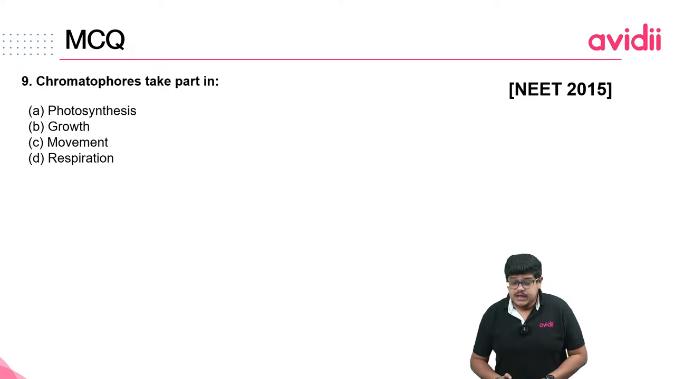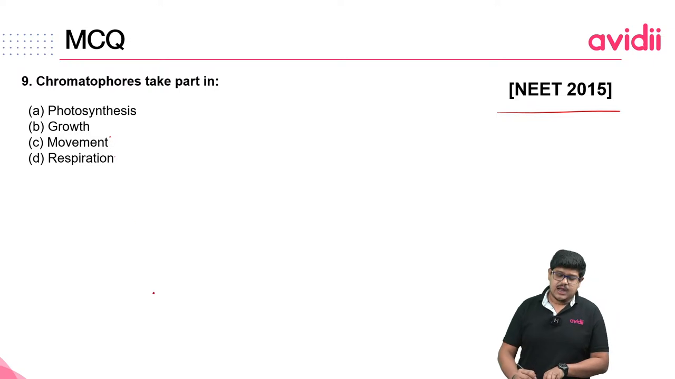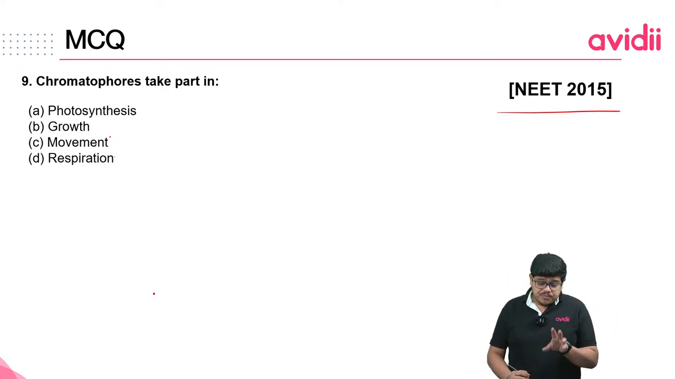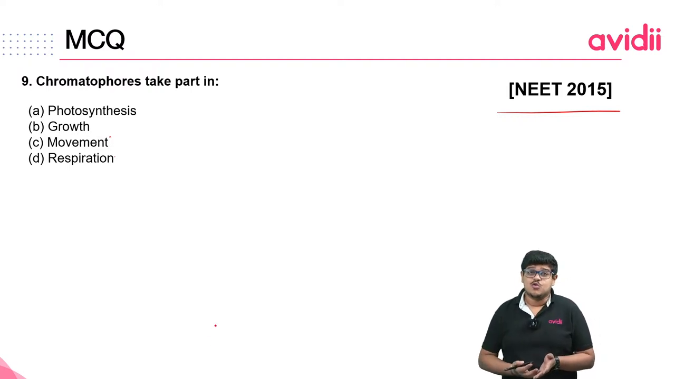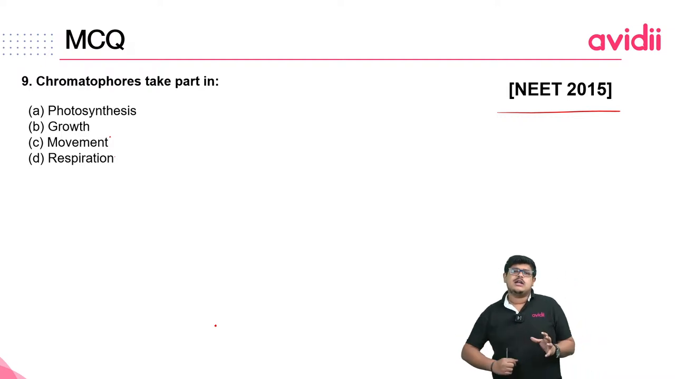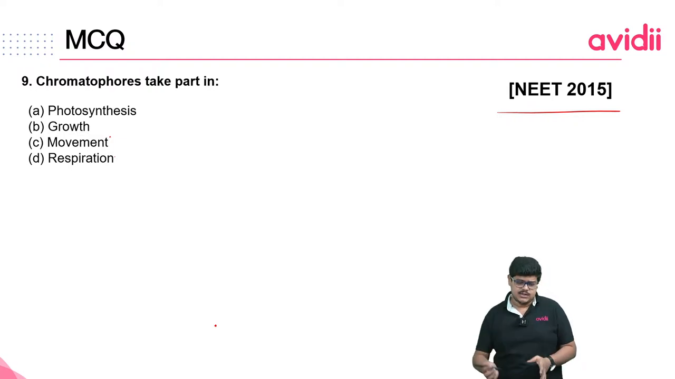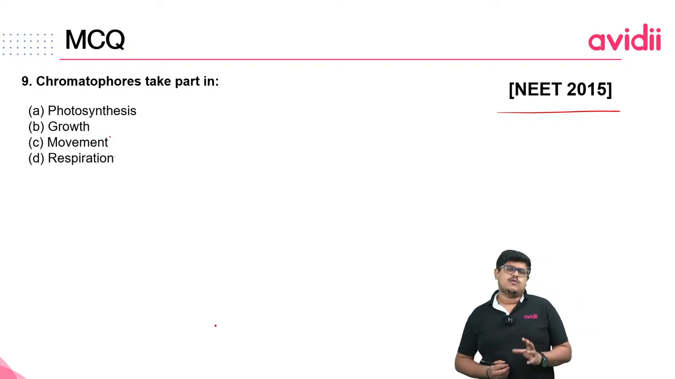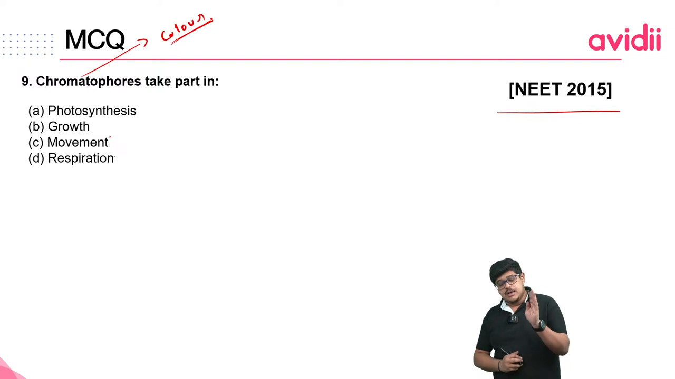Chromatophore takes part in, a very easy question, NEET 2015: photosynthesis, growth, movement, and respiration. There are several keywords and names in biology: chromosomes, chlorosomes, chromatophores, different types of names. While you are trying to understand any concept, you need to break the name down where possible. Like photosynthesis, we break it into photo and synthesis. Here also, if you break chromatophore, chroma comes from the word for color, right? So chromatophore comes from the meaning of color.